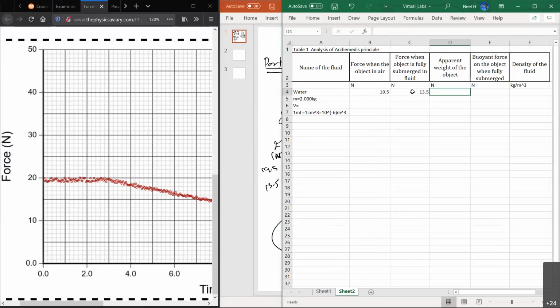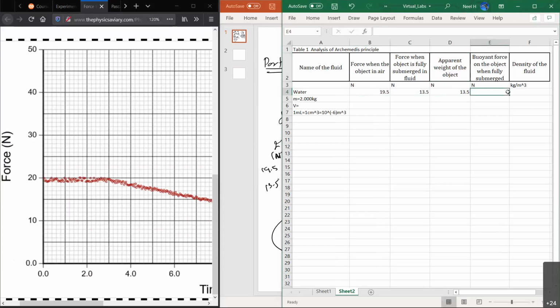The apparent weight of the object is what the object shows when the real mass is not showing up, when the object is fully submerged. That is what we call apparent weight. You can find the apparent weight, nothing to calculate really, that number is right here. And then the buoyant force we have to calculate. Buoyant force is the difference between the real weight and the apparent weight.